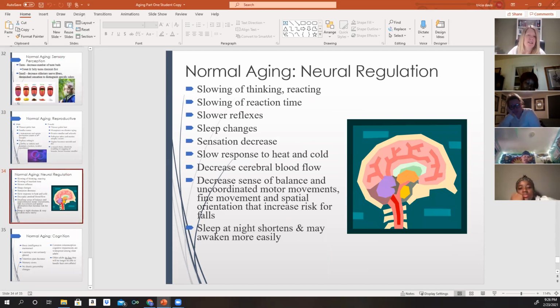Neural regulation. We've talked about some of this already. Slowing of thinking and reacting, slower reaction time, slower reflexes. They're going to have sleep changes. They might wake up in the middle of the night, have a hard time falling asleep, or go to bed at 8 and wake up at 5 o'clock. Decreased response to heat and cold, decreased cerebral blood flow, decreased sense of balance, and uncoordinated motor movements, fine movement and spatial orientation. That's going to increase these patients' risk of falls. Their sleep at night may shorten, and they may awaken more easily.